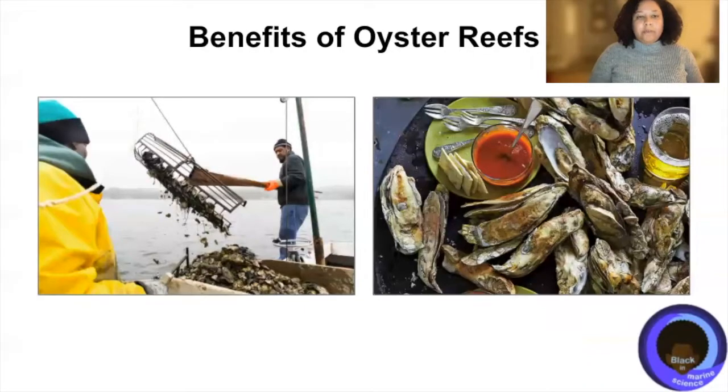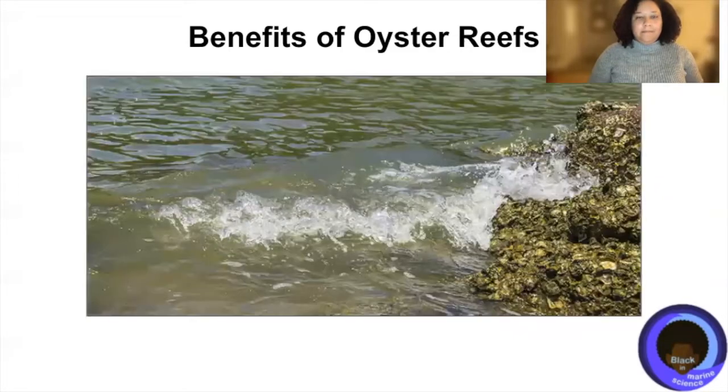Eastern oysters themselves are an important fishery species, particularly along the mid-Atlantic and southern regions of the United States. They also buffer the coastline from waves and flooding, reducing damage to coastal infrastructure.